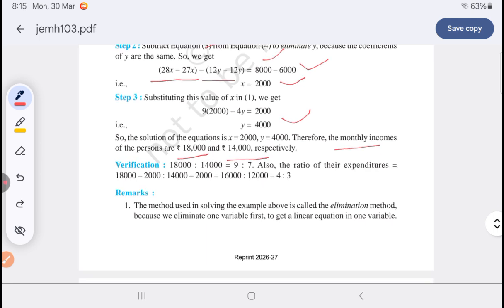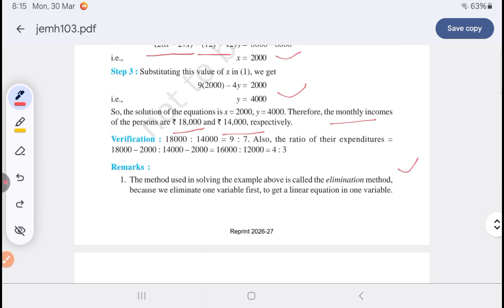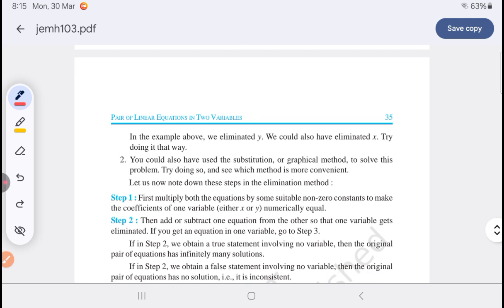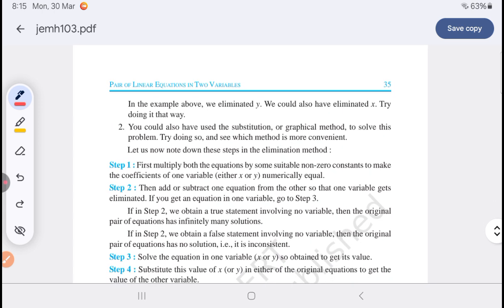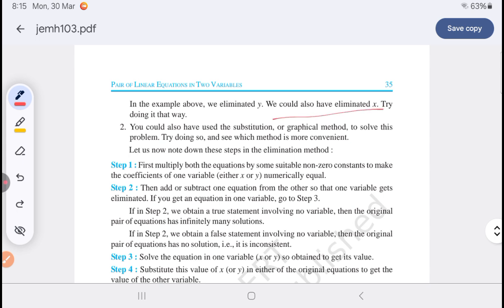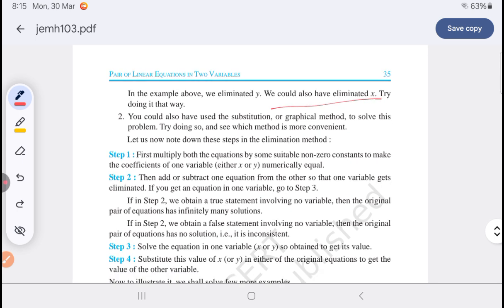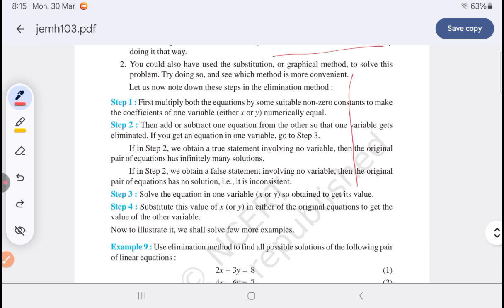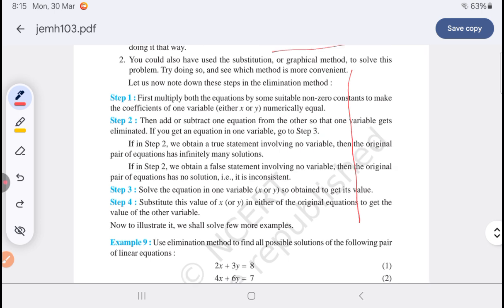The method used in solving this example is called the elimination method, because you first eliminate one variable and get a linear equation in one variable. So in the above example, we have eliminated y. You can also try to eliminate x, then find the y value. So here we explain how we have done it. These are the steps to be followed.